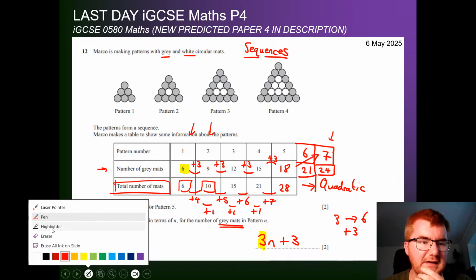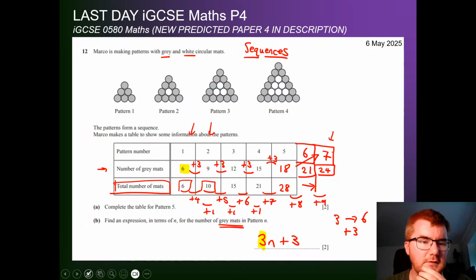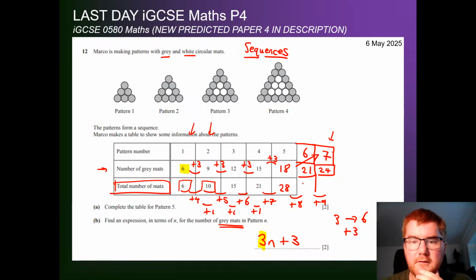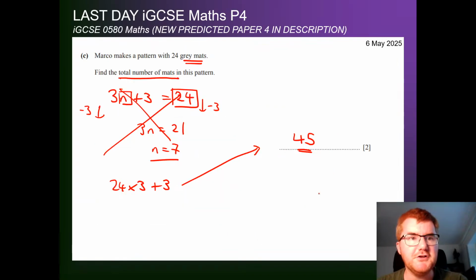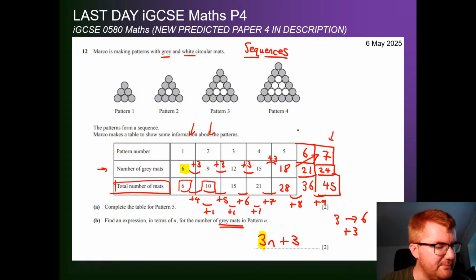Let me rub out the quadratic here. And so in order to work out the next difference, we just do plus 8 and plus 9. So that gives us then 36 and then 45. So the answer for question C here is just going to be equal to 45. Maybe that's just a better way of explaining that question here, part C.